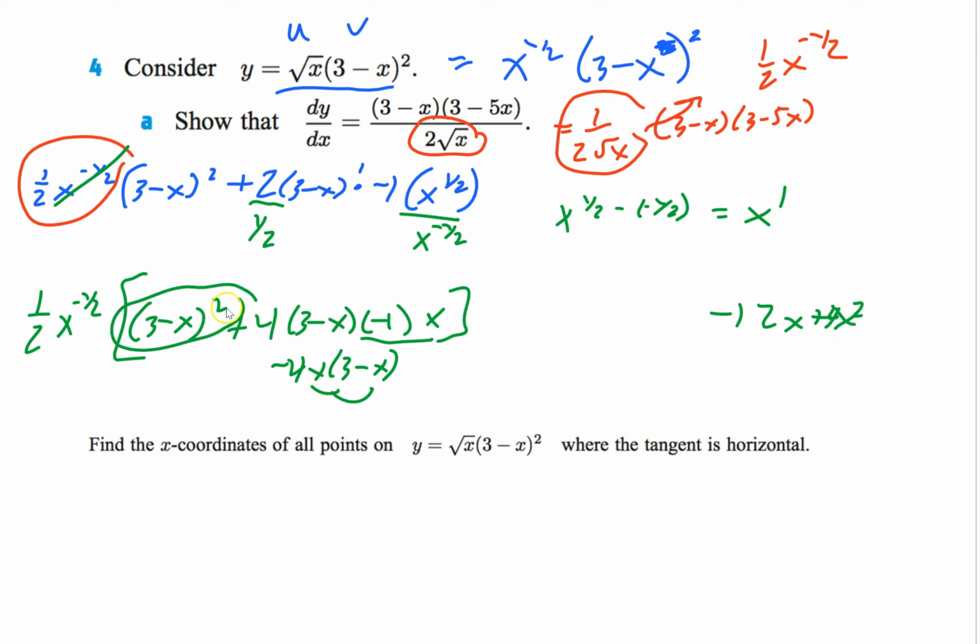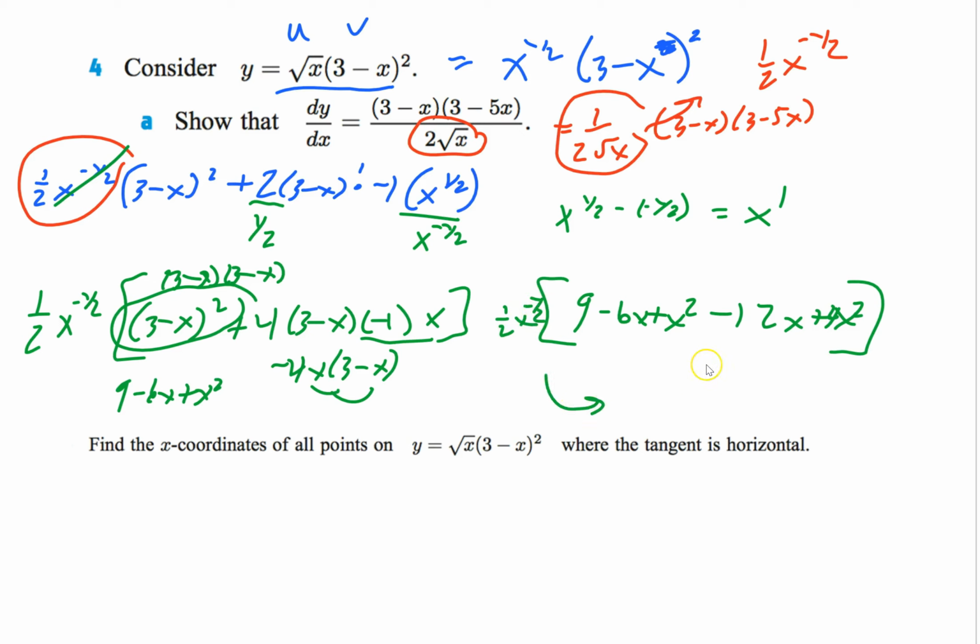This, you got to expand. Remember, don't just give me 9 minus x squared. That's wrong. 3 minus x times 3 minus x. If I do that correctly, I should get 9 minus 6x plus x squared. Remember, this all has this in front of it, which I'll move to the bottom anyway. So on the bottom it's going to be 2x squared of x.